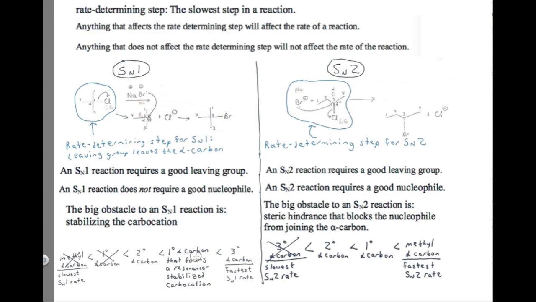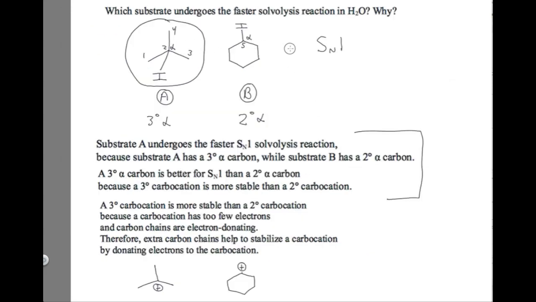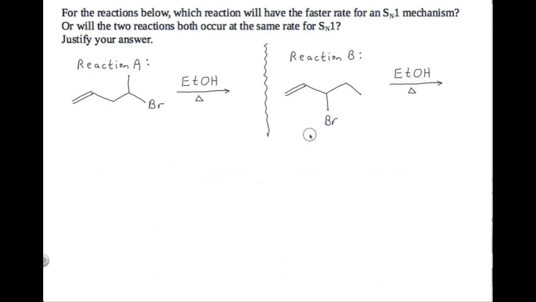So earlier we have learned this pattern for which alpha carbons are best for SN1. Tertiary alpha carbons are better than secondary alpha carbons for SN1. And this problem is an example of how that idea could be tested on an exam. Please pause the video and try this problem.